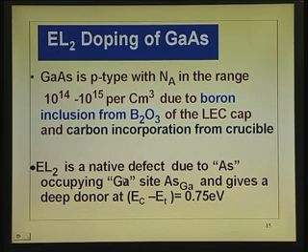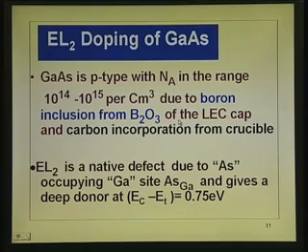Now, EL2 doping of gallium arsenide comes into the picture. I have already mentioned to you that gallium arsenide is p type when you grow like this, if those EL2 are not present. It is about 10 to the power 14 to 10 to the power 15 per centimeter cube.